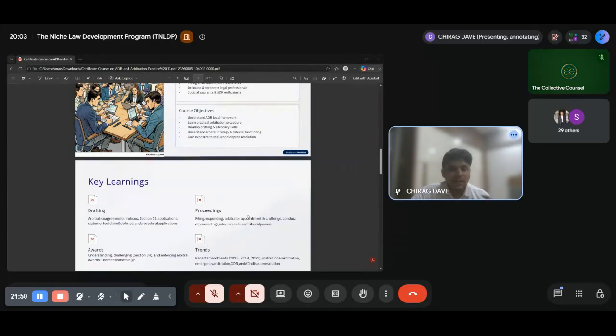What are the powers? So that is very important. Next is the proceedings. How to file it? What are the stages under it? The responses, the appointment of arbitrator, the conduct of the parties, interim reliefs. That is again very important.